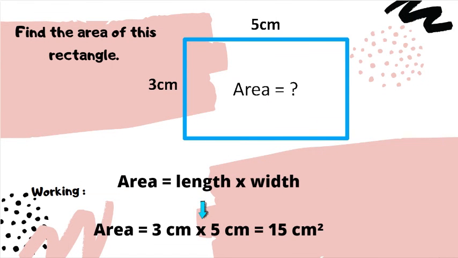Find the area of the rectangle. You just need to multiply the length and the width. Area of the rectangle is equal to 5 cm times 3 cm. It will be equal to 15 square centimeters.